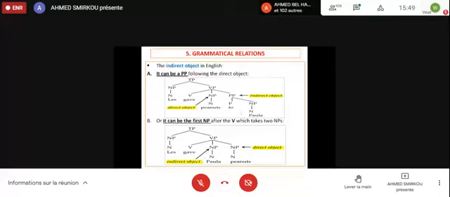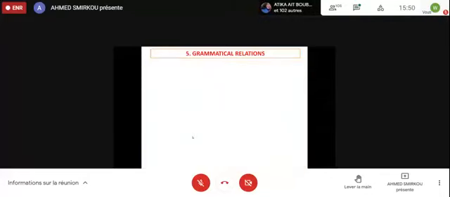So the indirect object can follow the direct object and sometimes can precede the direct object, depending on whether you use to or not. This is because of the nature of the verb. The verb requires three arguments, as we said in the first session. So the verb requires the subject, the first argument, and two objects, two more arguments.